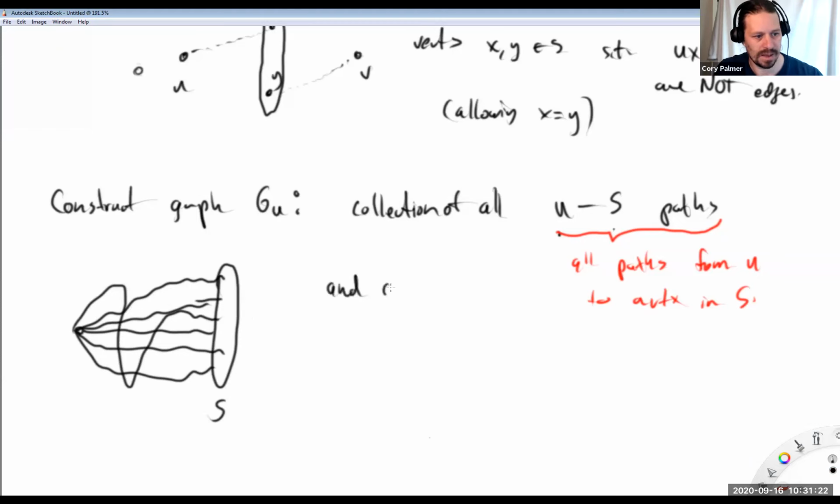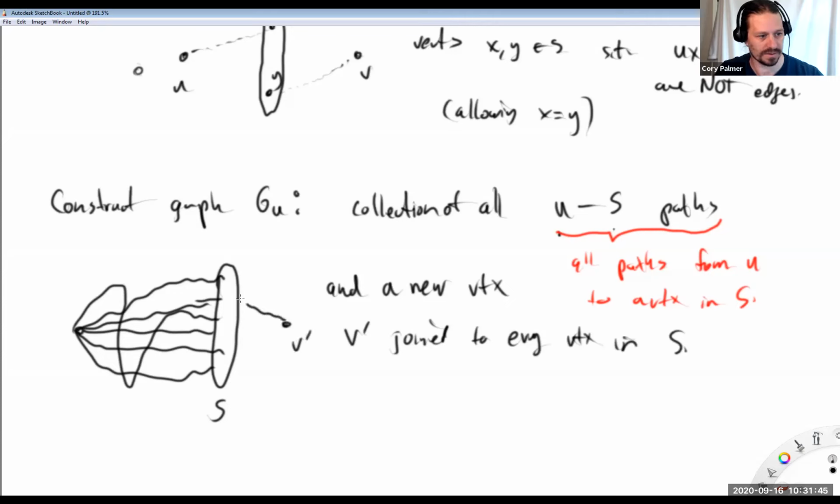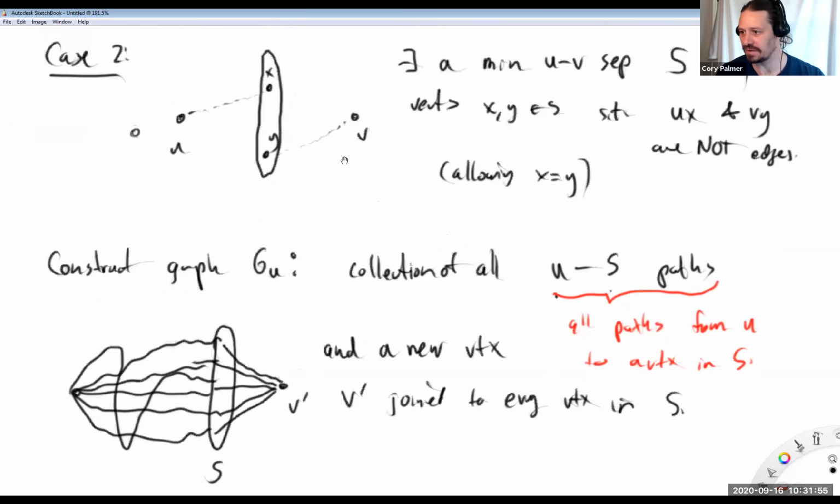And a new vertex. So as of now, this is a subgraph of G, right? Here I just took some of the edges and vertices from G that were on the left-hand side of the picture here. But I also add a new vertex, V prime, that's joined to every vertex in S. So I add this new guy here, V prime, and I join it to everything in S. So this V prime is sort of like a pretend vertex for V, but it's not V itself, right?